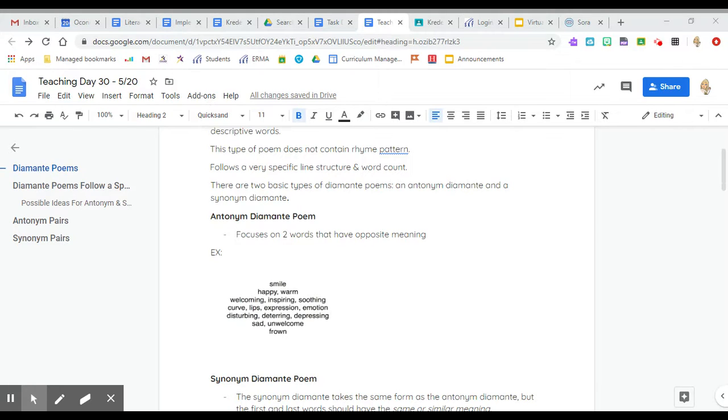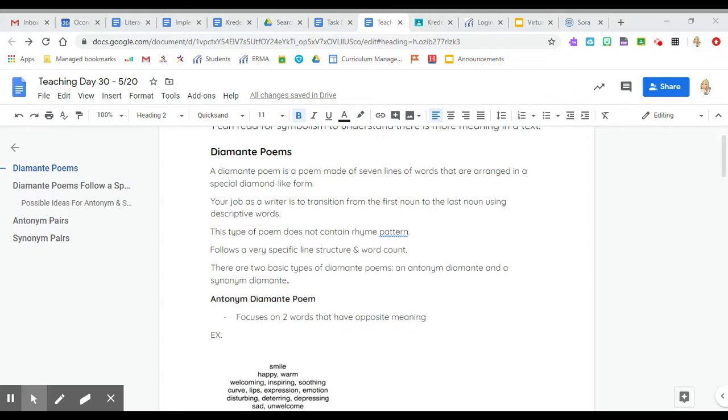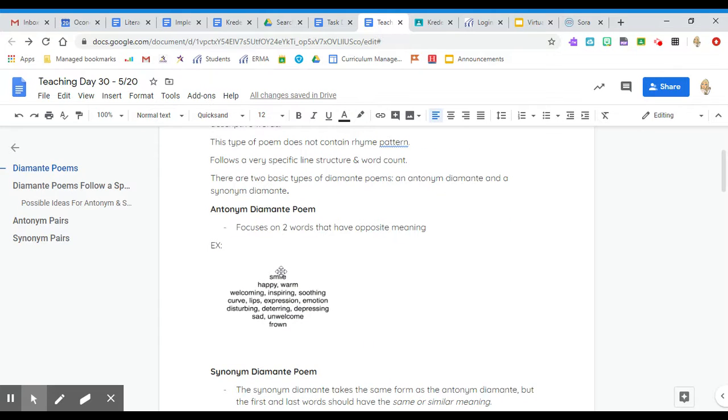Your goal is to transition from the first noun to the last noun. If you look at the opposites, the first noun is smile and the last noun is frown. Reminder, a noun is a person, a place, or a thing. Then they use words to describe these things. For a smile, your second line is adjectives: happy and warm. Then you use 3 verbs: welcoming, inspiring, and soothing.